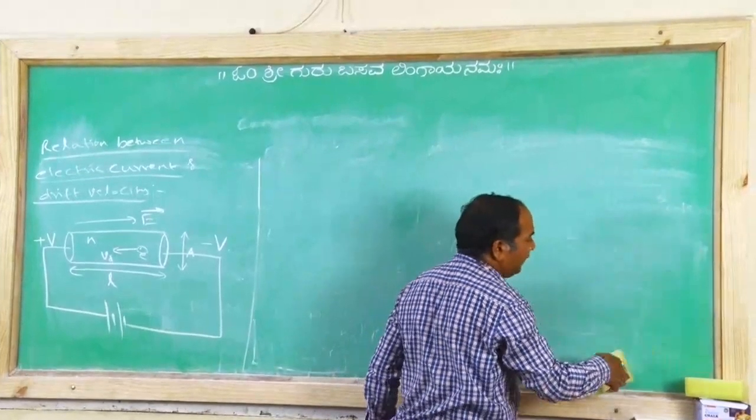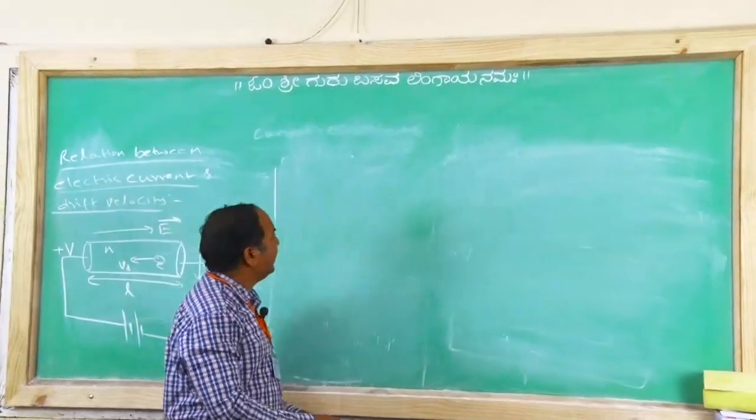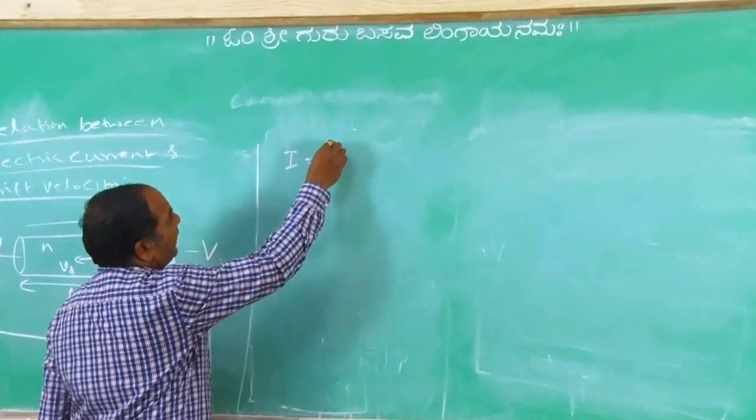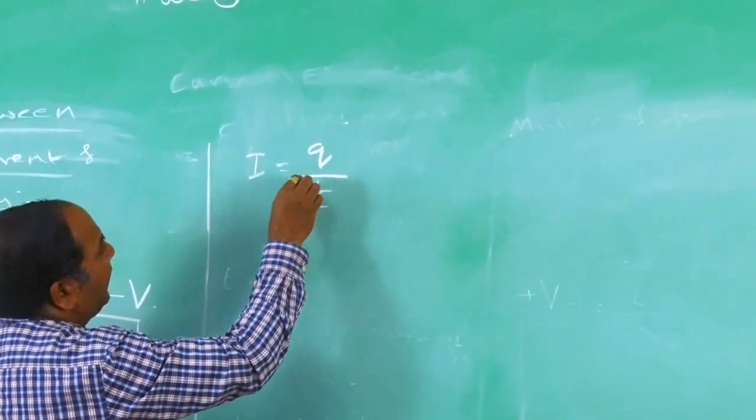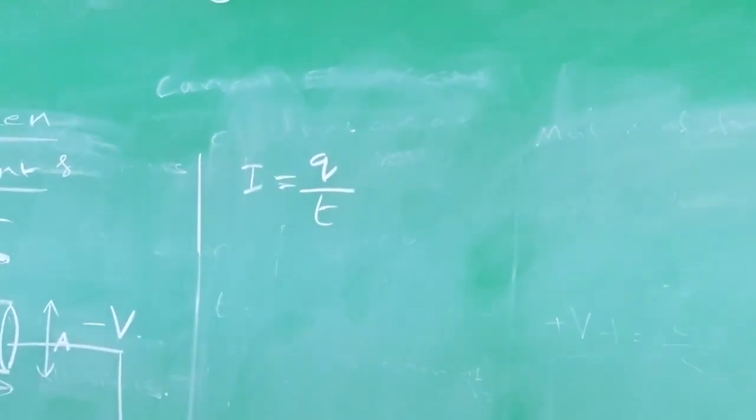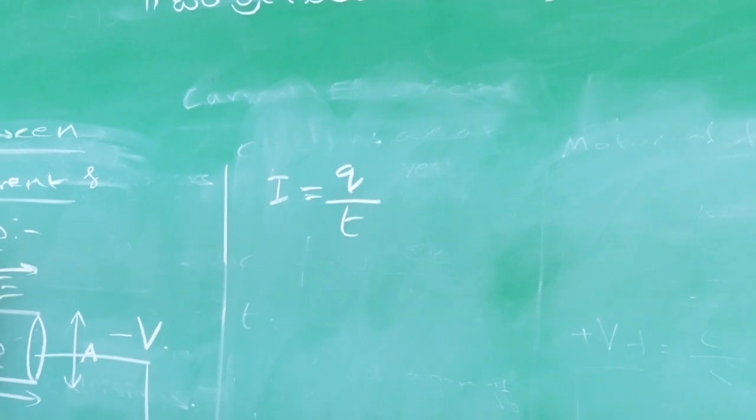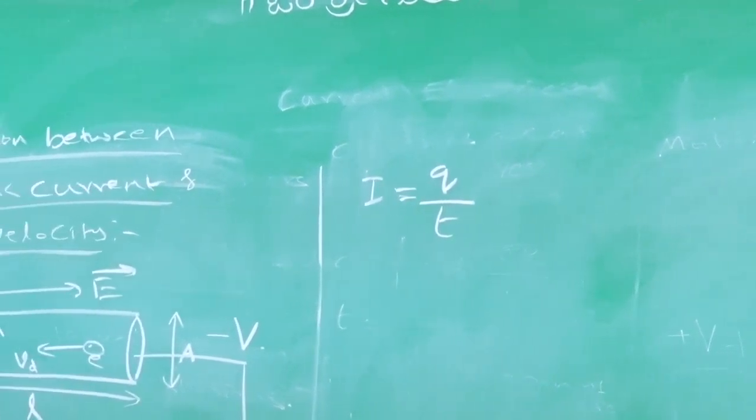The rate of flow of electric charge is said to be electric current. So I is equal to Q divided by T. Here we want to find out the charge.